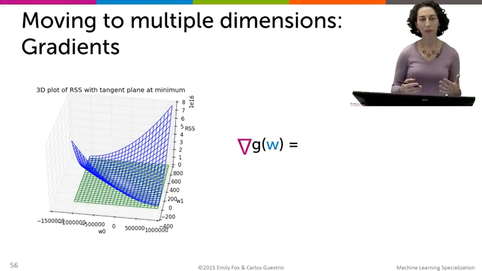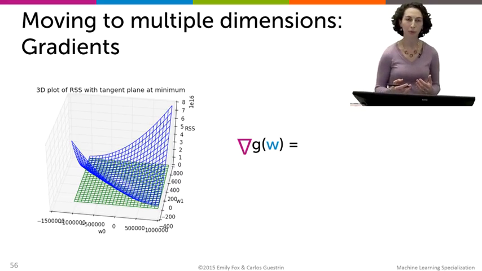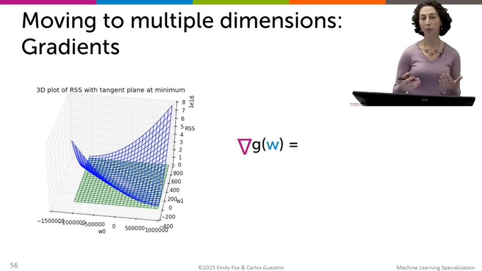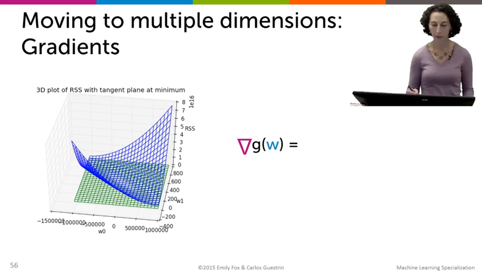So up until this point, we've talked about functions of just one variable and finding their minimum or maximum. But remember when we were talking about residual sum of squares, we had two variables, two parameters of our model, w0 and w1, and we wanted to minimize over both. So let's talk about how we're going to move to functions defined over multiple variables.